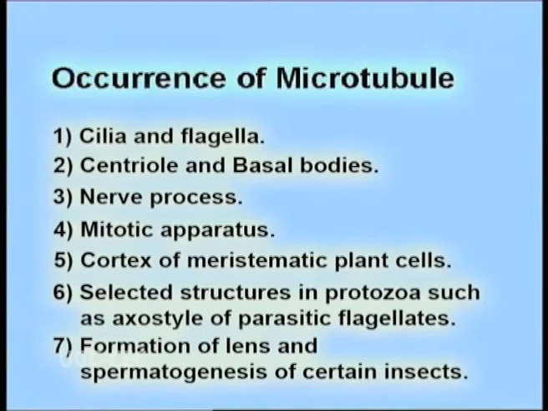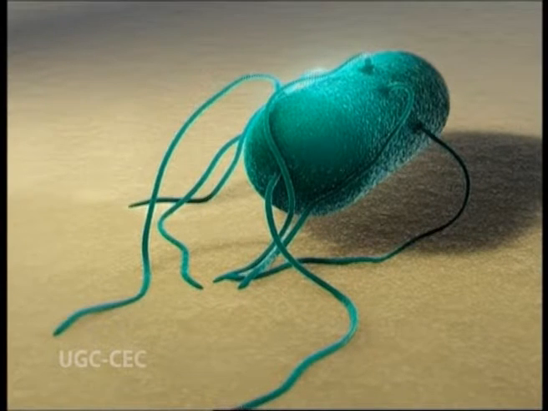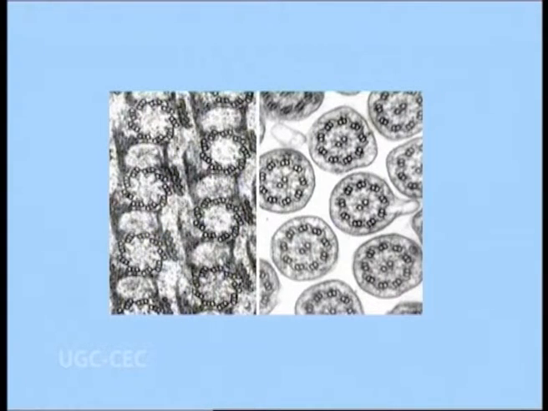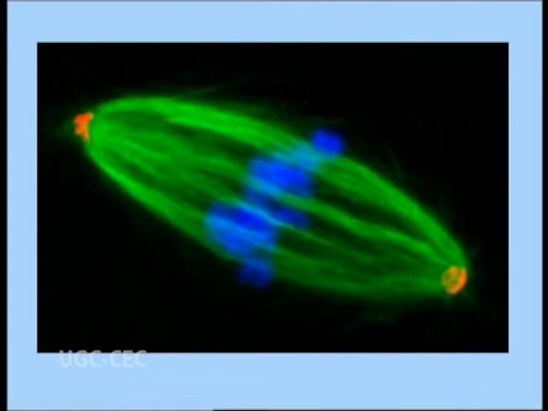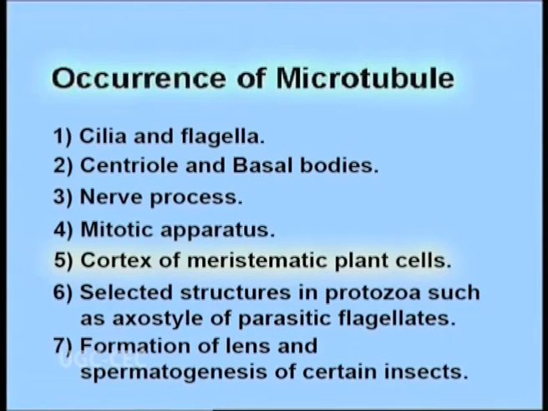Occurrence of microtubules. In the cytoplasm of animal and plant cells, microtubules occur at the following 7 sites: cilia and flagella, centrioles and basal bodies, nerve processes, mitotic apparatus, cortex of meristematic plant cells, selected structures in protozoa such as axostyle and parasitic flagellates, and the formation of lens and spermatogenesis of certain insects.